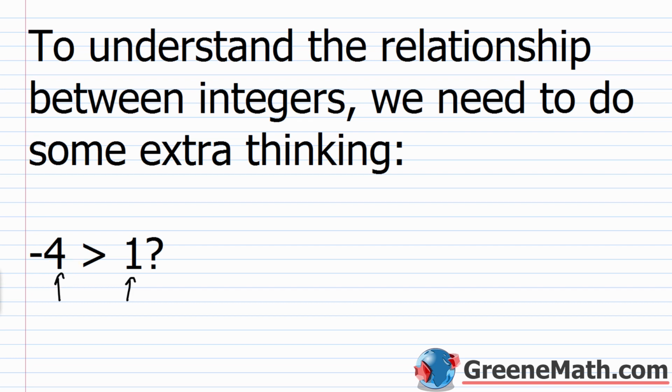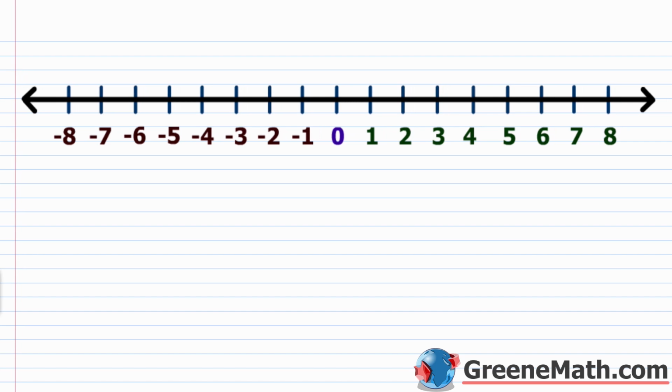To see why, let's look at a number line. You remember in the lesson where we introduced the number line, I told you that as we move right on the number line, the numbers are getting bigger. Meaning 1 is bigger than 0, 2 is bigger than 1, 3 is bigger than 2, 8 is bigger than 4, and so on and so forth. If a number is to the right of another on the number line, it is bigger.